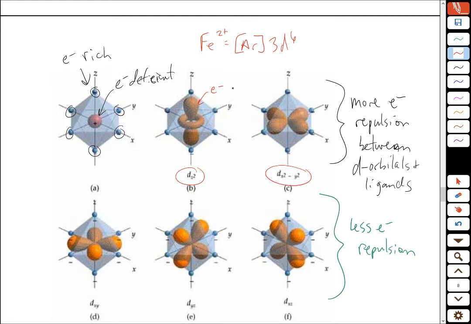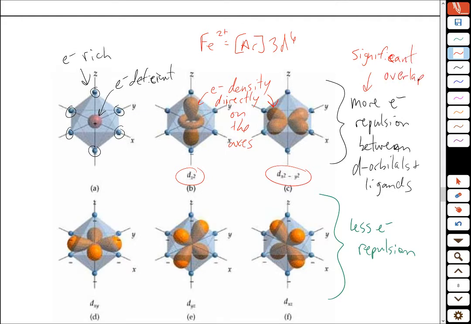I'm going to draw that here. So electron density directly on the axes, which means that there is significant overlap between the ligand electrons and the d orbital electrons. Significant overlap. And this creates strong electron repulsion.